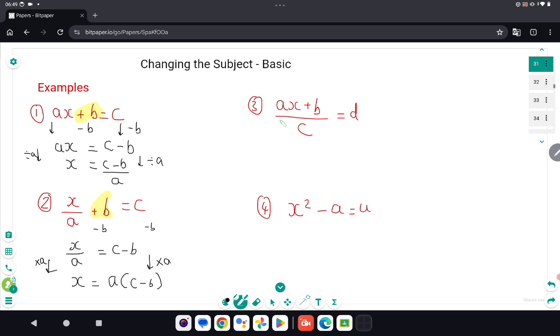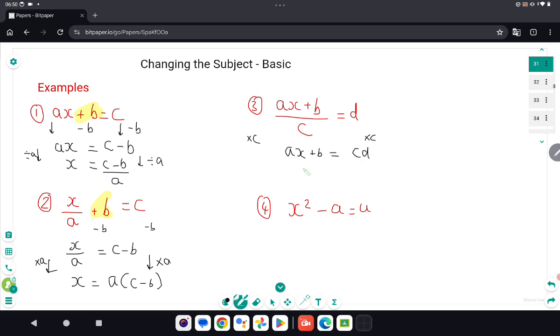Okay, question 3. So this is in a different order. If you see 2 is different from 3, because for 3 we've got it all over C. With 2 it's just X is over A, just like one single fraction. Here we've got the whole expression AX plus B all over C. So X times A plus B all divided by C. The last thing we did was divide by C. So the first thing we're going to do is times by C. I times both sides by C. We've got AX plus B on the left-hand side and CD on the right-hand side.